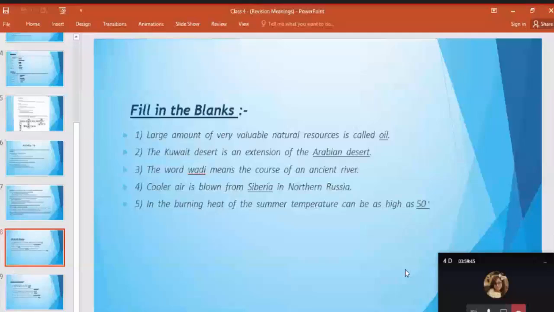The Kuwait desert is an extension of Arabia. You know that Kuwait is lying in the desert. Yes. Third one. The word Wadi means the course of an ancient river. Ancient means old. Old river. And Wadi is the name. Yes, and the water is in the river. Yes, very good. The water dried up.